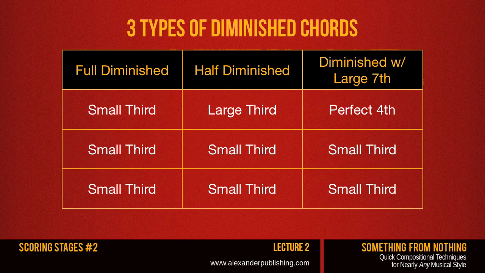Now when we get to the diminished chord opportunities with sevenths, we have 3 distinct chord types available. There's a full diminished, made up of 3 small thirds. A half diminished is made up of 2 small thirds and a large third. This is also called a minor 7 flat 5 chord. Finally, there's the diminished triad with a large seventh. It's made up of 2 small thirds and a perfect fourth. Let's go through each one of them.